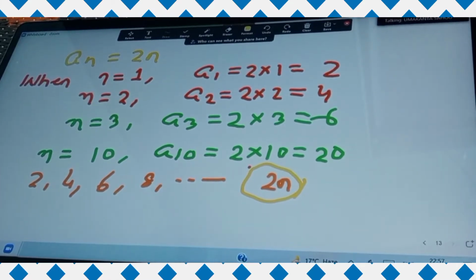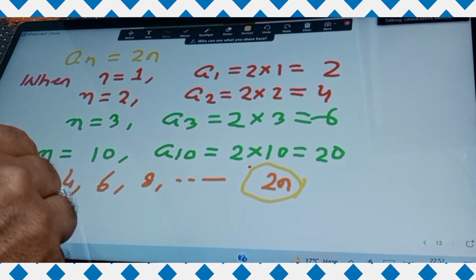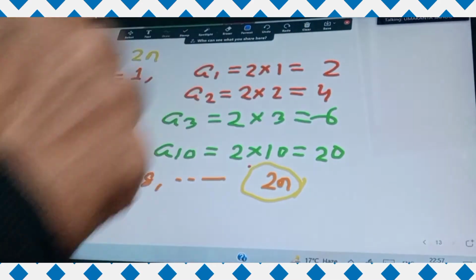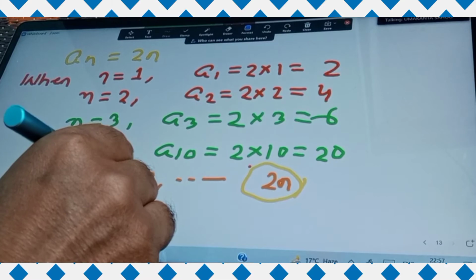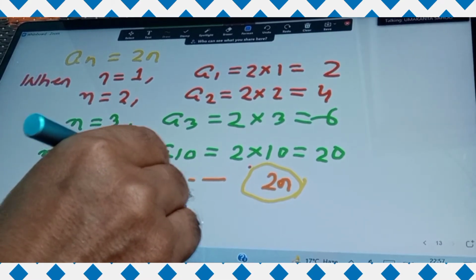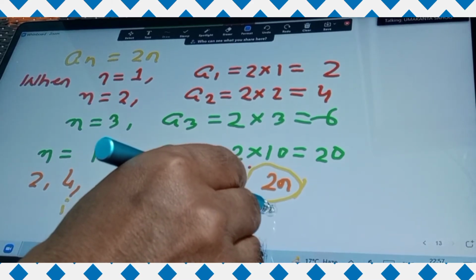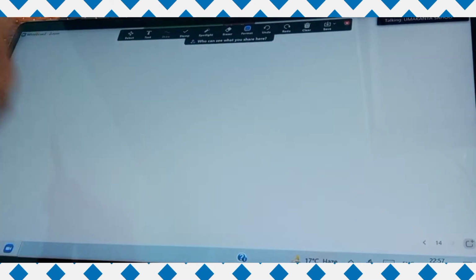So the given sequence 2, 4, 6, 8 is a progression. Any terms of the sequence that can be expressed by a single formula, a unique formula, a general formula, is called a progression. So it is a progression. Is it clear? Understand?